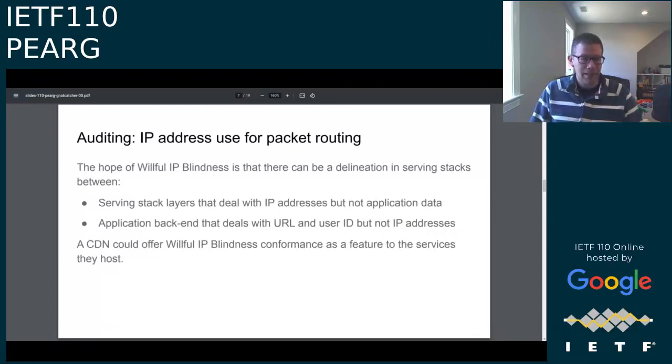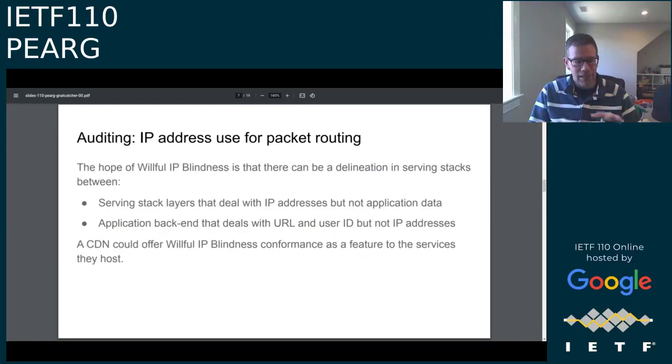The hope with willful IP blindness is that we can divide the server stack into two halves. The first half has access to the IP address, but doesn't have access to application data. The second half, the deeper part of the stack, the application backend, does not necessarily need the IP address, but it does need things like URL, user ID, cookies, and so on. By dividing the serving stack into these two pieces, we can make it easier to audit, because if we know the IP address isn't getting to the backend, then we don't need to audit that part, since they can't use it for joining if they don't have it.